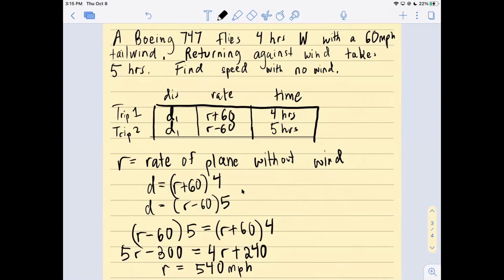You saw trains leaving a little bit later than each other. You have to set up the time for different expressions. This one is really nice. It's a current problem where your rates are different based on some current in the river, and if you're going in different directions, you got to do R plus 60 or R minus 60. But that's pretty much it for the types of problems to expect. There are sometimes different ways of thinking about this.